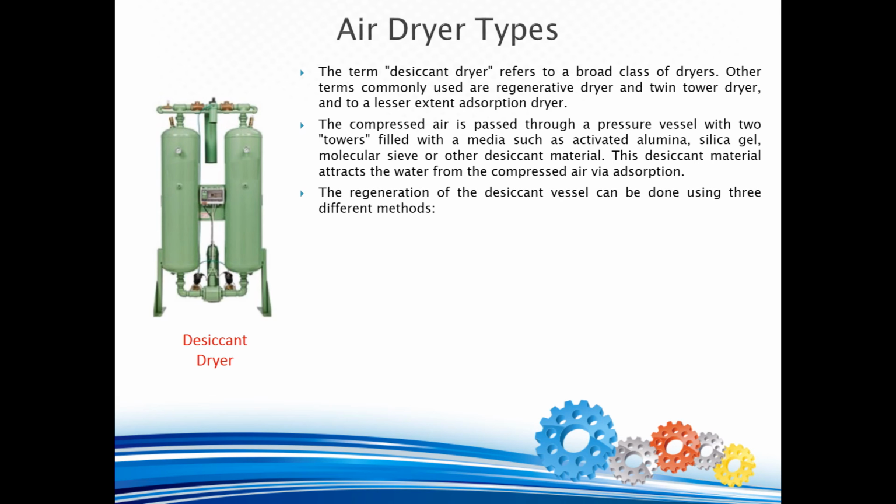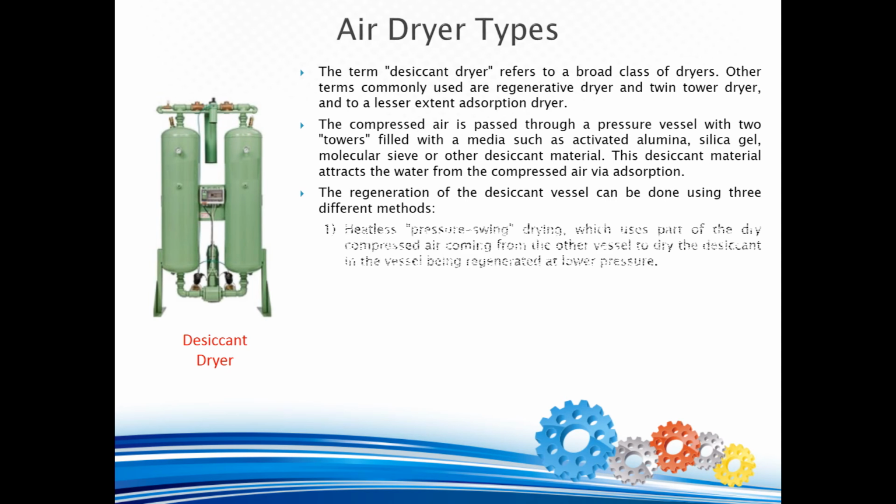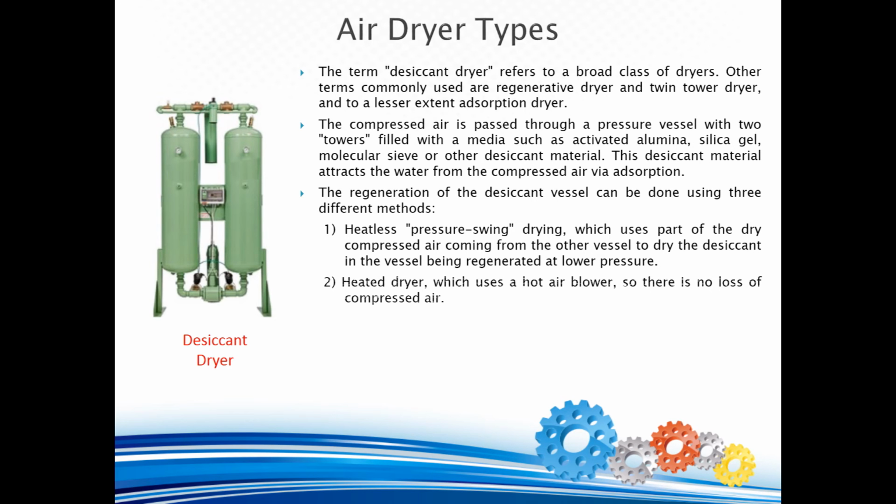The regeneration of the desiccant vessel can be done using three different methods. 1. Heatless pressure swing drying, which uses part of the dry compressed air coming from the other vessel to dry the desiccant in the vessel being regenerated at lower pressure. 2. Heated dryer, which uses a hot air blower, so there is no loss of compressed air. 3. Heat of compression, which can only be used with an oil-free compressor.